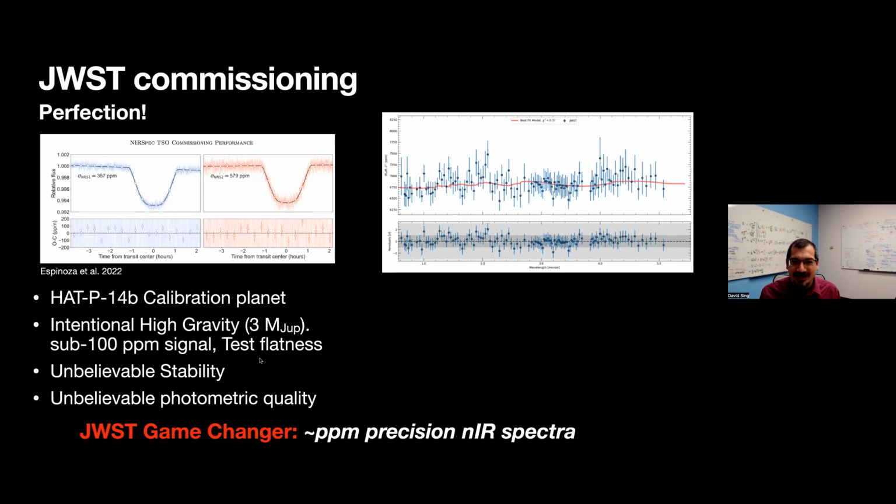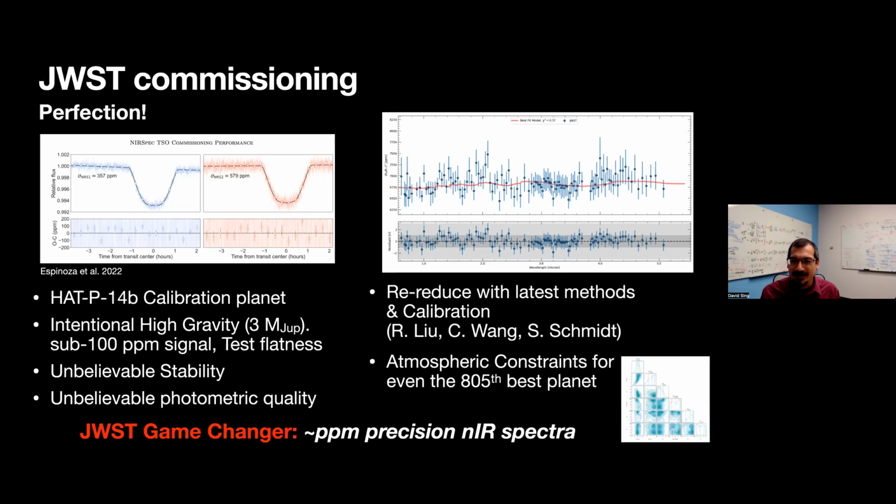And here's a shout out to some of the undergrads I'm working with here at Hopkins. We've been re-releasing this HAT-14 data with the latest methods, a year and a half later. Even though this is a high gravity planet, and it ranks 805th best that you would want to look at for signal sizes, you can actually still get atmospheric constraints.